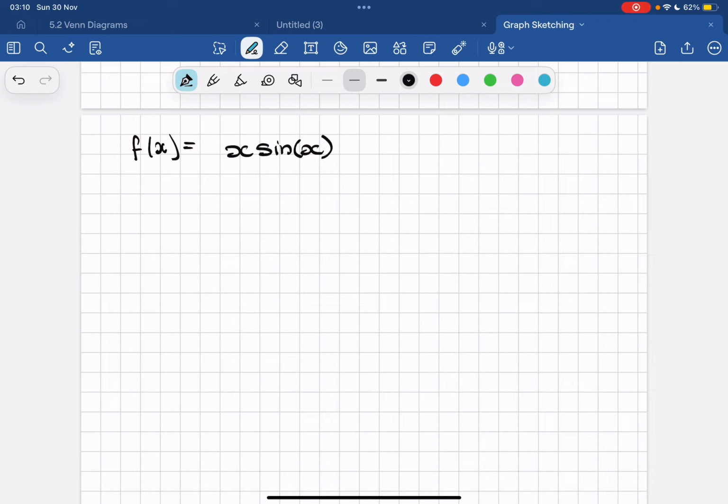Well, the first thing I'll do is find out if our function is an even or odd function. An even function is defined as when f of minus x equals f of x. And an odd function is defined as when f of minus x equals minus f of x.